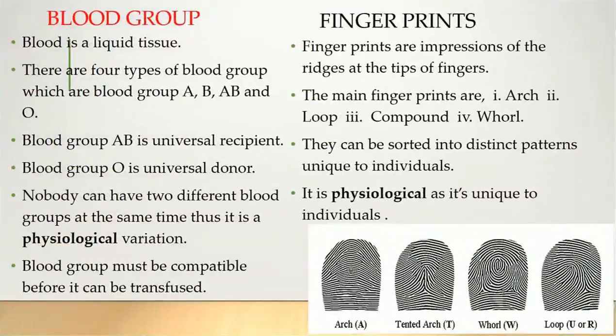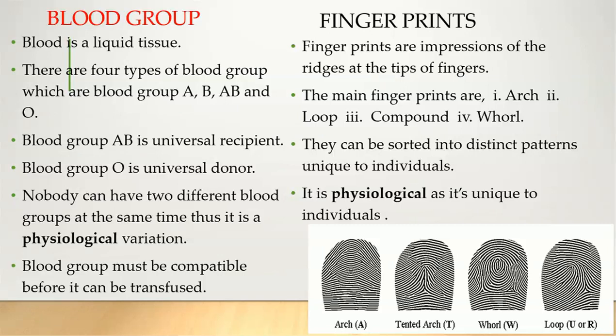So let's look at blood group and fingerprints. Blood is a liquid tissue. There are 4 types of blood groups, which are blood group A, blood group B, blood group AB, and blood group O. Now, blood group AB is called universal recipients. Why? Because this blood group can receive blood from blood group A, blood group B, blood group AB, and even blood group O. Now, blood group O is called universal donor.